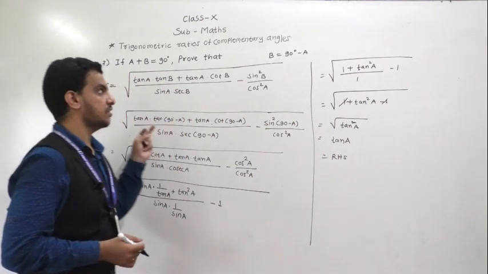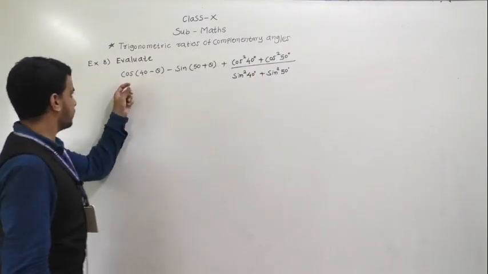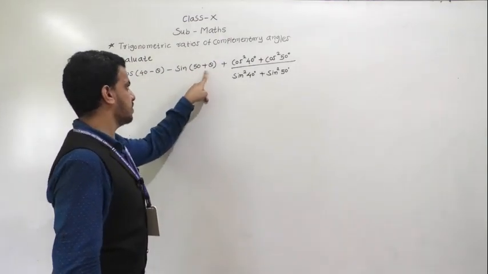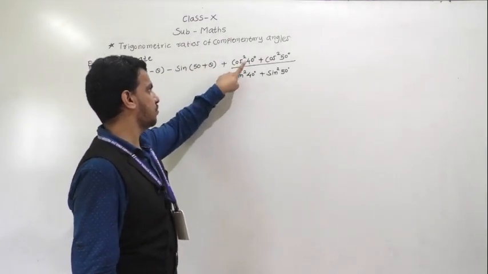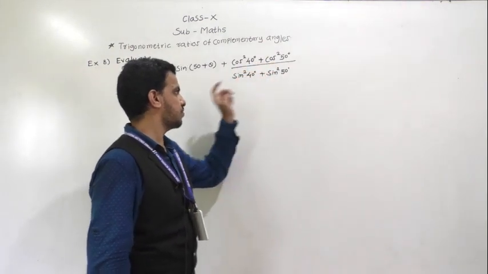Now we will take the next example. The next question is: evaluate cos of (40 minus theta) minus sin of (50 plus theta) plus (cos square 40 plus cos square 50) upon (sin square 40 plus sin square 50).